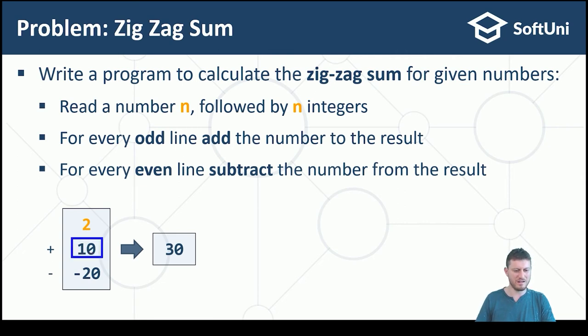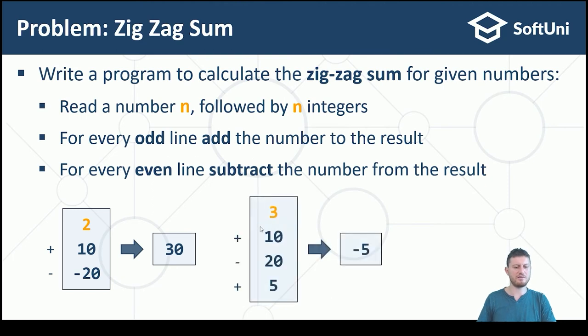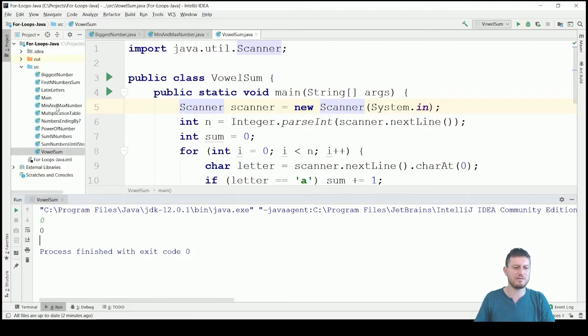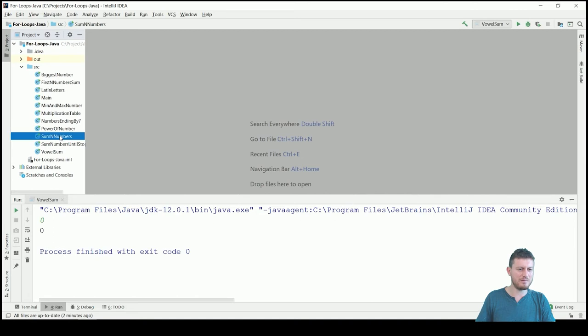We have two numbers. This is the odd one, the first one, we add it. This is the even one, we subtract it. So it's 10 minus 20, which is minus 10. Another example is this. 3 plus 10 is 10. Minus 20 is minus 10. Plus 5 is minus 5. It's very similar to a normal sum, but we either add or subtract depending on the current line. So sum n numbers, I'll take this problem as base.